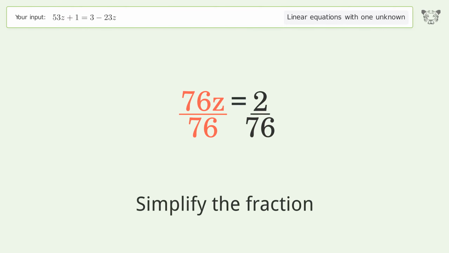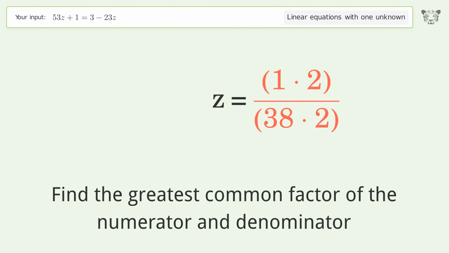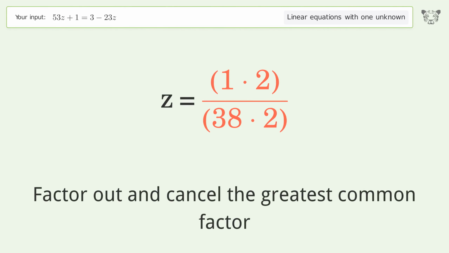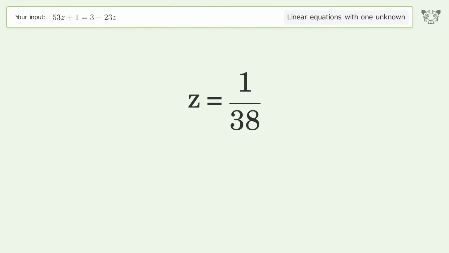Simplify the fraction. Find the greatest common factor of the numerator and denominator. Factor out and cancel the greatest common factor. And so the final result is z equals 1 over 38.